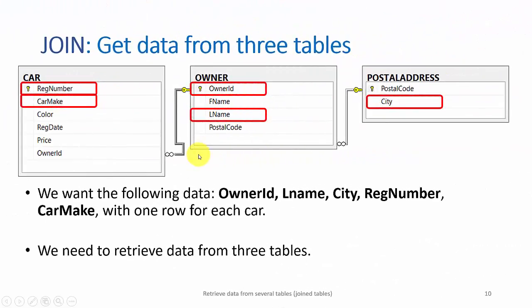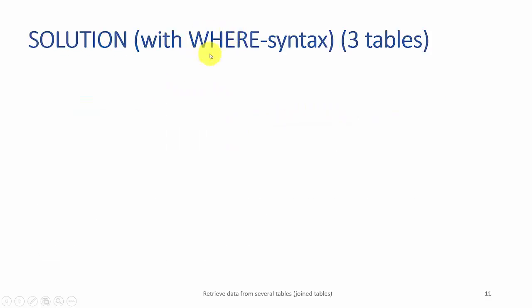We can also retrieve data from more than 2 tables. Here we have an example with 3 tables, and that is all the tables we have in our database. Again, I marked the columns I want to retrieve data from. These 2 columns in car, and 2 columns in owner, and 1 column in postal address. And that means that I have to join all these 3 tables in my query. First, I will show how to do this with the where syntax.